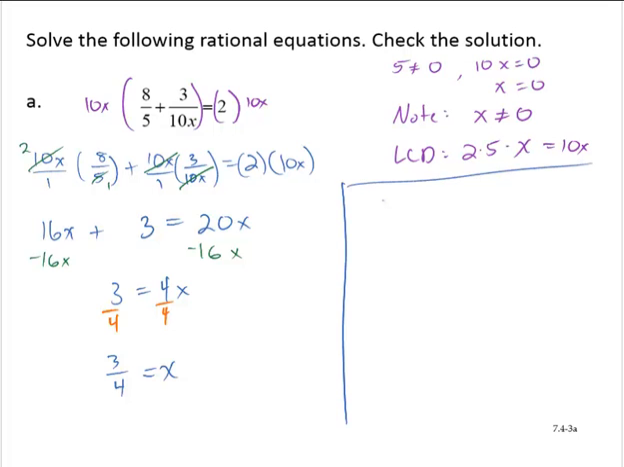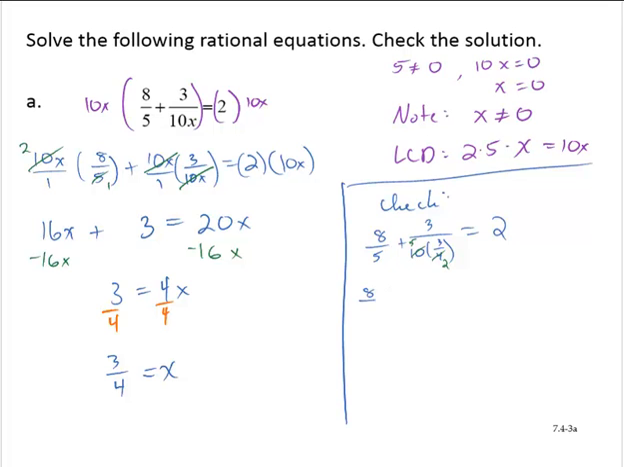Let's check this. 8/5 plus 3 over 10 times 3/4, is this equal to 2? Alright, so let's see, 10 times 3/4, I can reduce between the 10 and the 4, leaving a 5 and a 2.